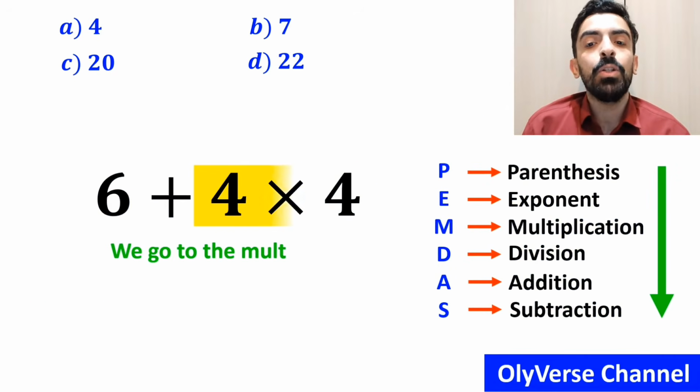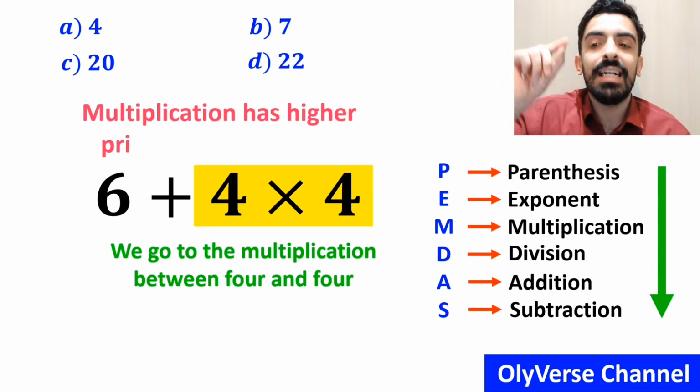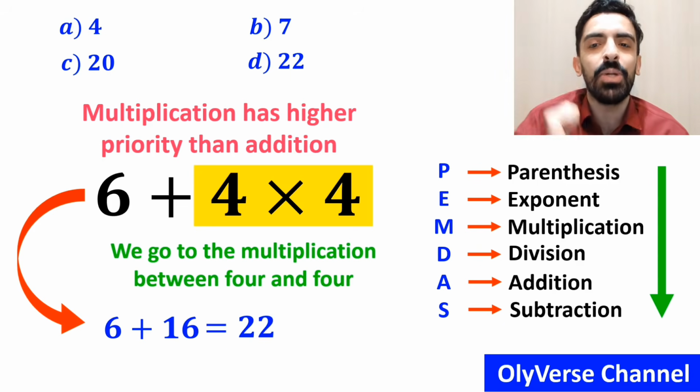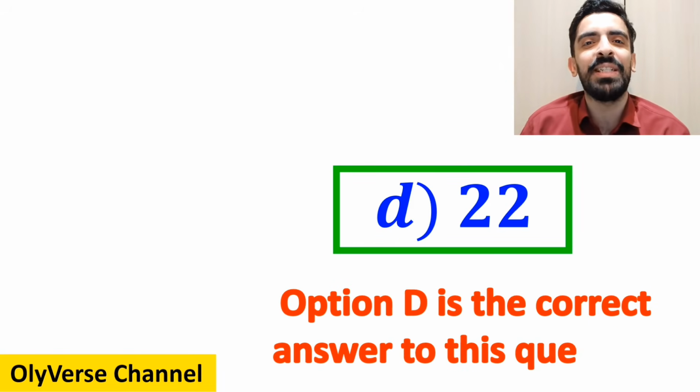And the next step, we go to the multiplication between 4 and 4 because multiplication has a higher priority than addition. So, this expression simplified to 6 + 16, which ultimately gives us the answer 22. Therefore, option D is the correct answer to this question.